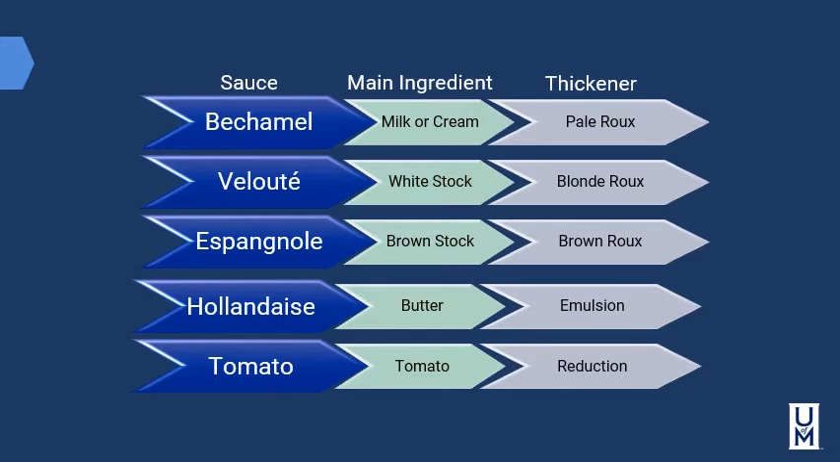Espagnole is a brown stock, brown veal or brown chicken stock, and uses a brown roux. Hollandaise main ingredient is actually butter, and it uses the emulsification of the egg yolk with the butter. And tomato sauce main ingredient is, well, tomatoes, and it uses a reduction method.